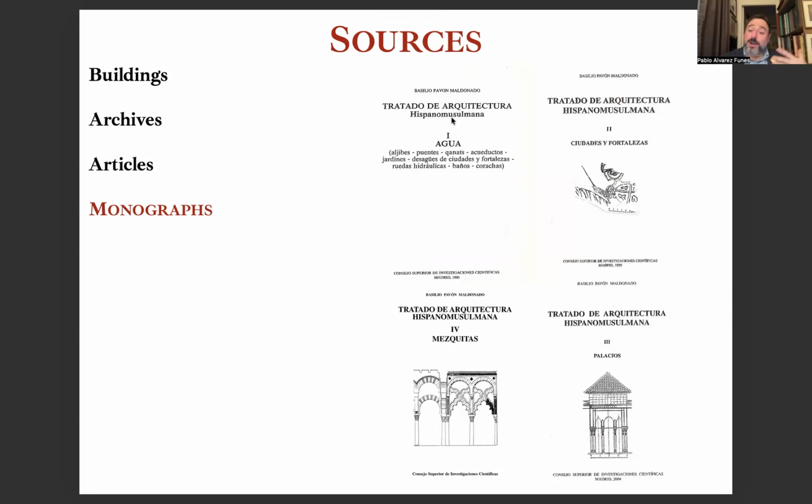But also we have a very good one. This is a very big compilation, the Treatise on Hispanic Muslim Architecture by Basilio Pavón Maldonado. It is in 4 volumes, and one of the best things about it is that it contains everything that was known up until it was published. So bear in mind the dates: 1990, 1999, 2004, 2008. All the information published up until then is contained in that book. So it's very good.